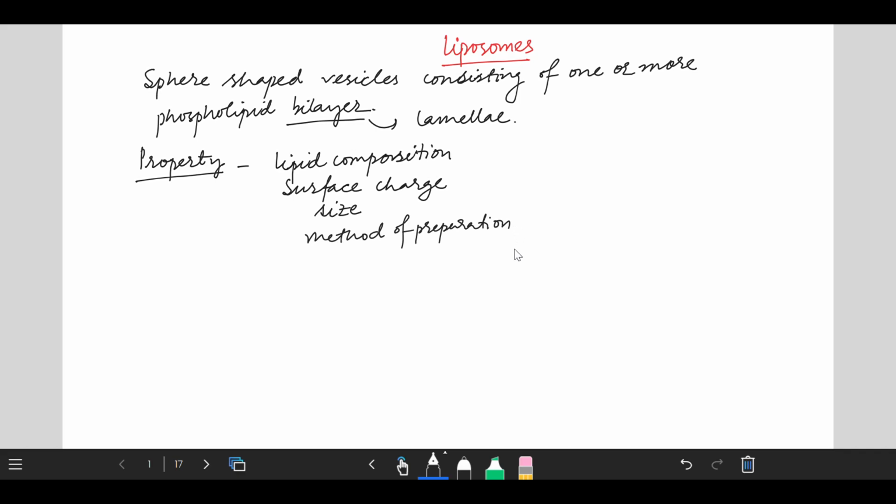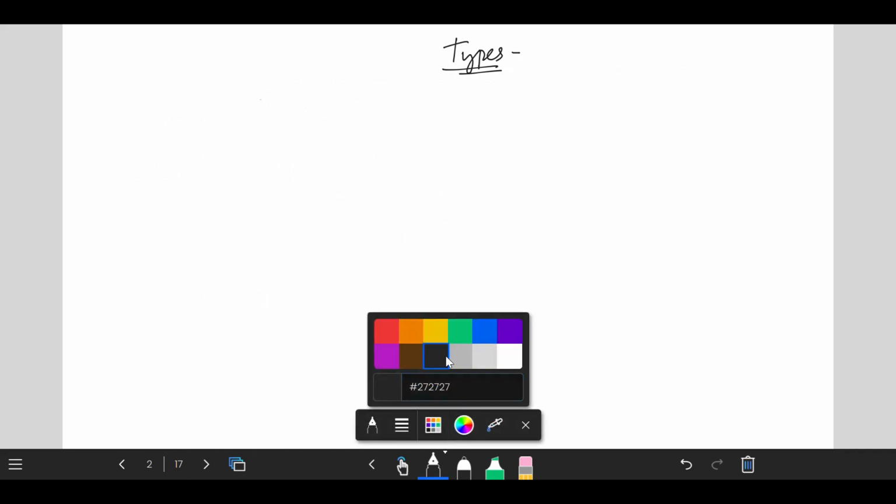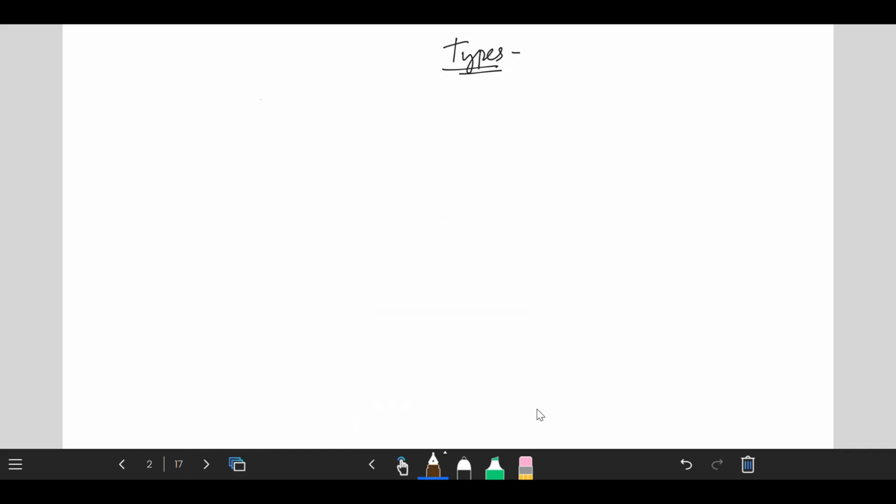Now, who discovered liposomes? In 1960, scientist Bangham discovered liposome. Now, what are the types? On the basis of size and number of bilayers, liposome can be classified into two categories. First one is multilamellar vesicle or MLV. Second one is unilamellar vesicle.